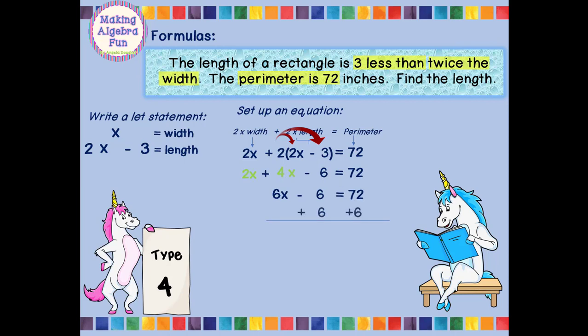Next, I add 6 to both sides to eliminate those 6's. And then the last thing I'm going to need to do is divide both sides by 6. So I get x by itself equals 13. Now we called x the width, so it looks like our width is 13. Now let's take that 13 and replace the x in the length, and we'll figure out 2 times 13 is 26 minus 3 is 23. So this rectangle has a width of 13 and a length of 23.